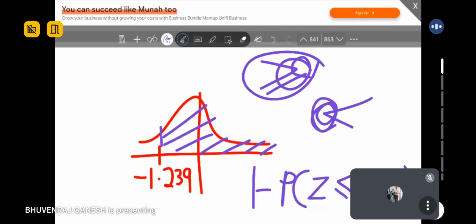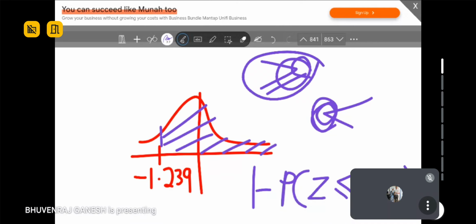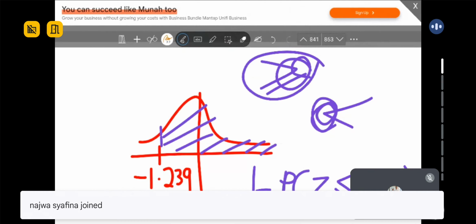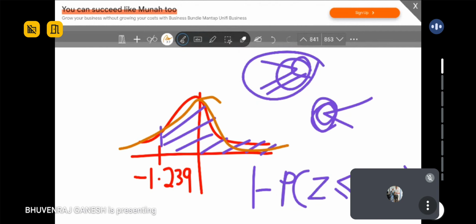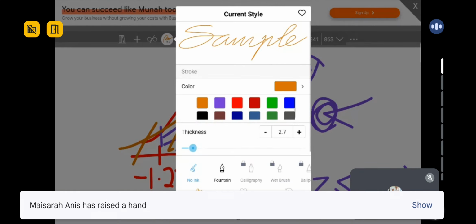So ini juga jawapan dia. But why then, is it less than negative 1.239? Okay, I explain to you. Guys, can you see this? 1 is the total probability. Am I right? Seluruh luas bawah graf ni satu kan? Okay. Kawasan berlorek saya ke kanan. So, saya ambil 1 minus the region that is unshaded.